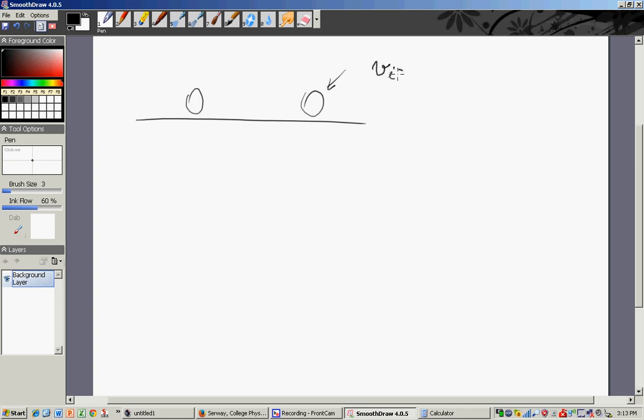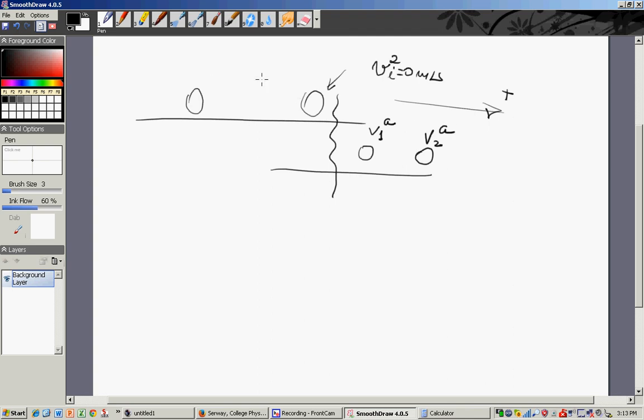I'm going to set my positive direction to the right, and they collide, and after the collision takes place, I don't know their velocity, right? Velocity 1 after, velocity 2 after, the velocities of the two balls after. So what do I know?